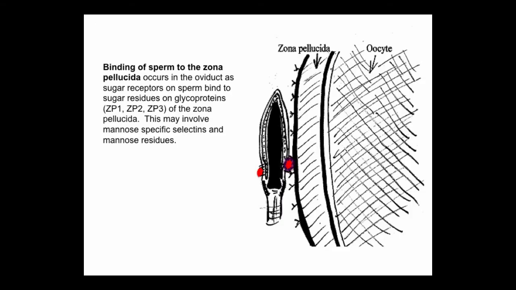The sperm binds to the zona pellucida. This occurs in the oviduct as sugar receptors on the sperm bind to sugar residues on glycoproteins of the zona pellucida. These are the so-called ZP1, 2, and 3 proteins. This almost certainly involves mannose-specific selectins and other mannose residues.